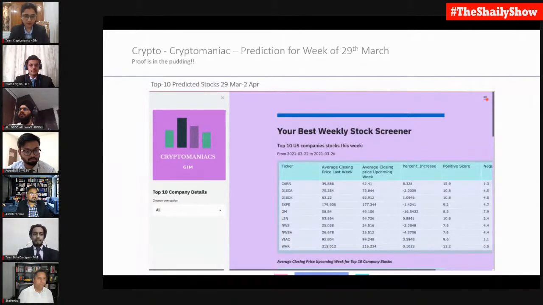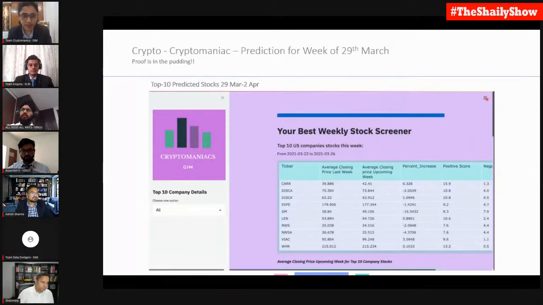This is Cryptomaniac then. Shivani. Okay, so here, since we have the video of the app, I'll just show the top 10 stocks on my screen. So the top 10 companies are Carrier, Discovery Communications, Discovery Inc., the ticker name is DISC, then Expedia, General Motors, Lennar Corporation, News Corporation Class B, News Corporation Class A, Viacom CBS, and the last one is Whirlpool Corporation.